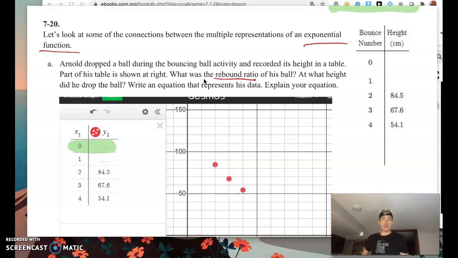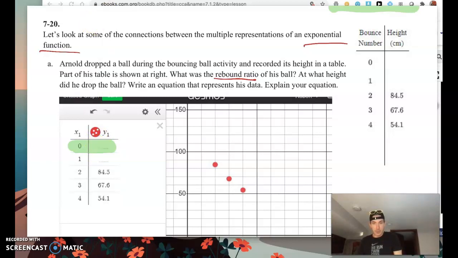Now, for me, that screams, okay, we want to figure this out. Well, we know it's exponential. We know we're dealing with a rebound ratio, so we can use a common ratio to make some of these calculations. I've got the second, third, and fourth bounce here captured, and we're going to model it and write an equation, but I've got to work all the way backwards. In order to do that, I've got to figure out the thing that goes in green there.